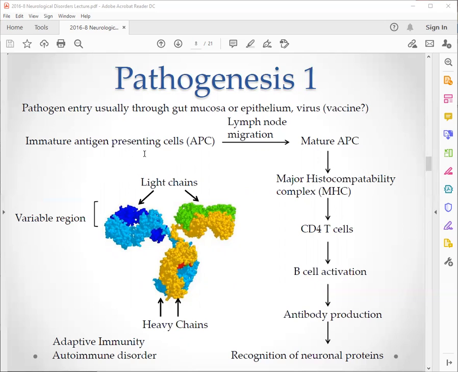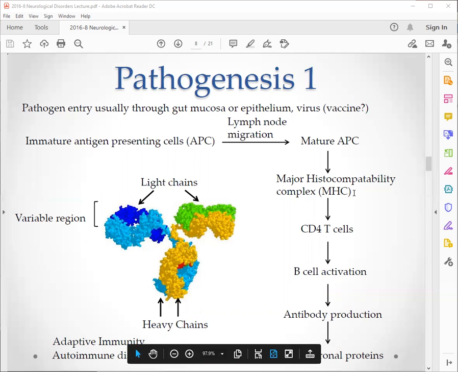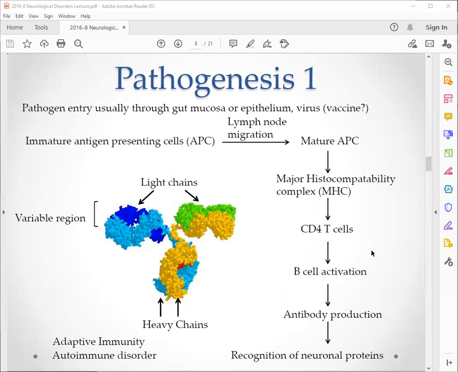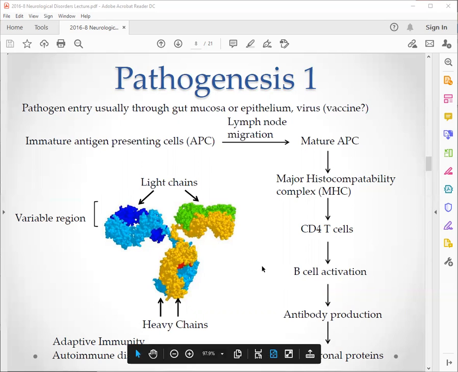Then an immature antigen-presenting cell is activated and, through lymph node migration, matures into a mature antigen-presenting cell. This activates an arm of your adaptive immunity. This is immunity that has to be taught that the invader is an invader. And that occurs through this pathway, including a major histocompatibility complex. CD4 T cells are activated, B cells are activated, ultimately antibodies are produced. And this would be an example of an antibody.